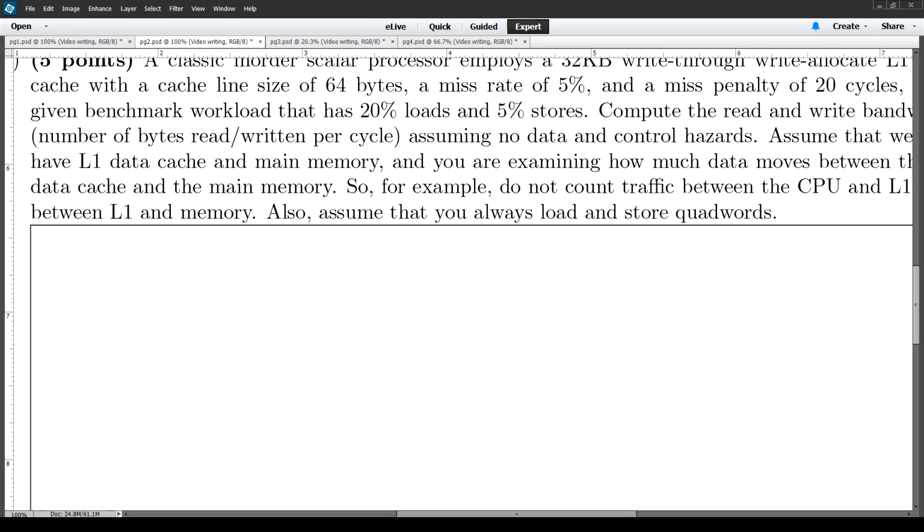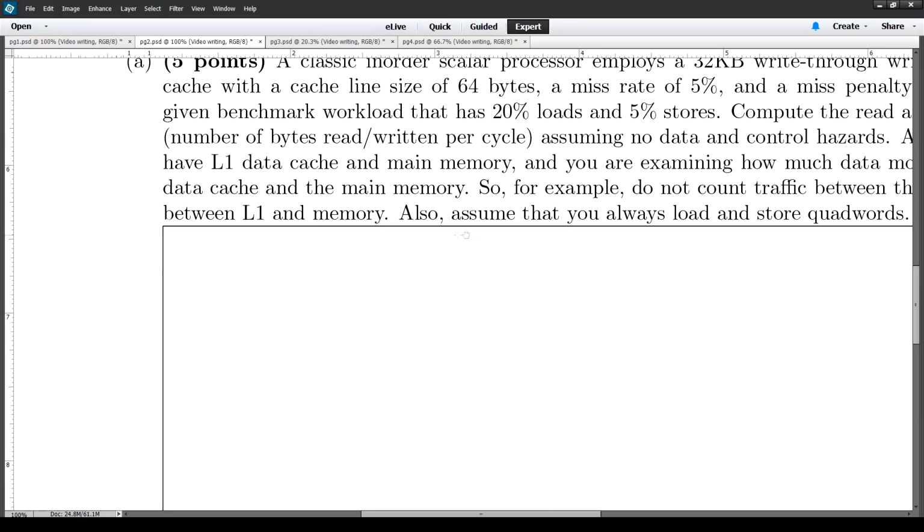We know that it's a write through, write allocate data cache. So for a load hit, we don't actually need to do any reading or writing. For a load miss, however, we'll need to read the line from memory so that we can put it into the cache. Note that we're not actually double counting this, so we're just going to write down that for a load miss, we're going to be reading 64 bytes.